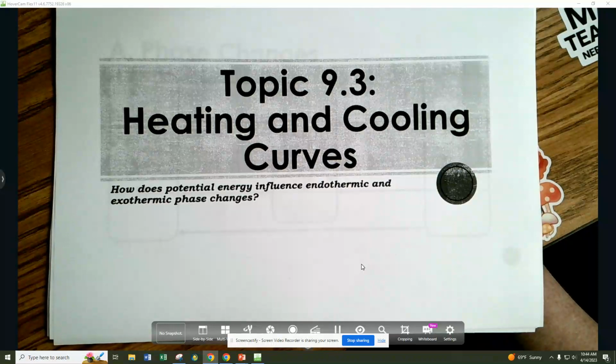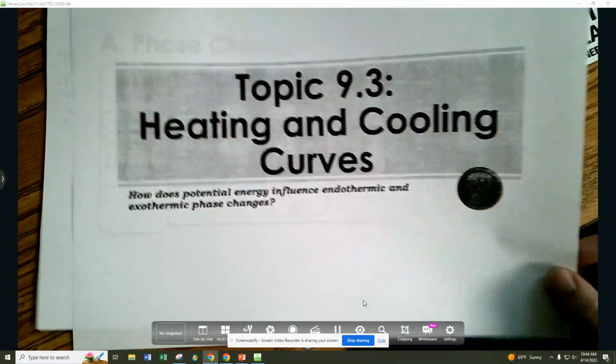All right, welcome to topic 9.3. In this topic, we are going to interpret heating and cooling curves. Next week, in the next lesson, we will work on determining quantity or calculations numerically, looking at values related to heat and cooling of a material.